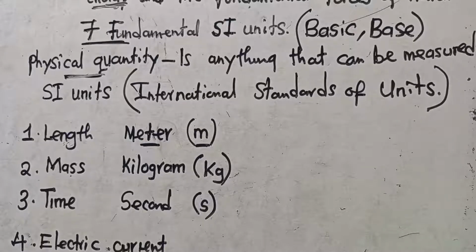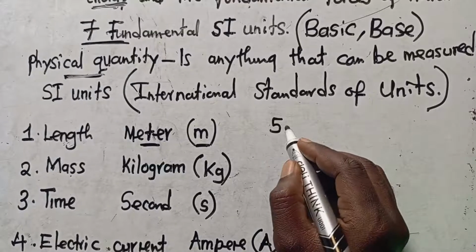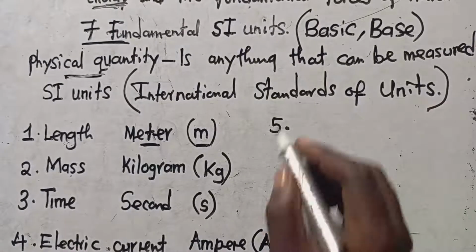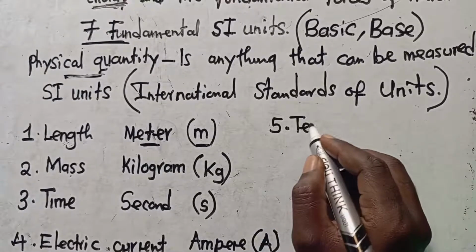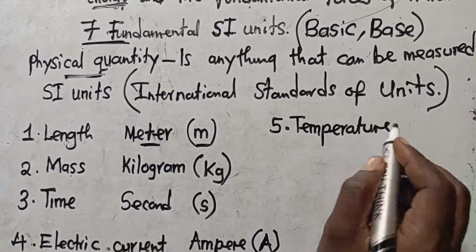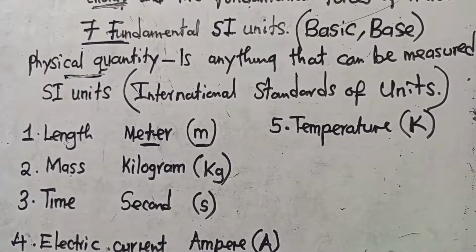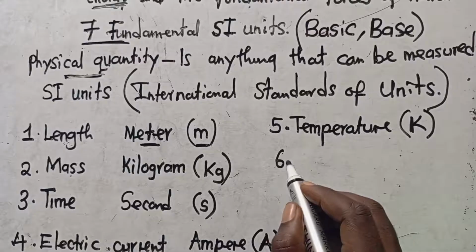So it just depends. So electric current is measured in what? Amperes. So it is measured in amperes, which is capital A, like this. This is what you need to understand. We move to the fifth one. The fifth one is called temperature. You can measure temperature. So meaning temperature is a physical quantity. Temperature is measured in what? Kelvins, which is capital letter what? Capital letter K.